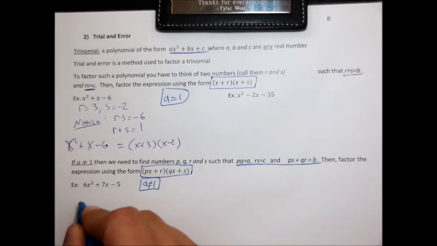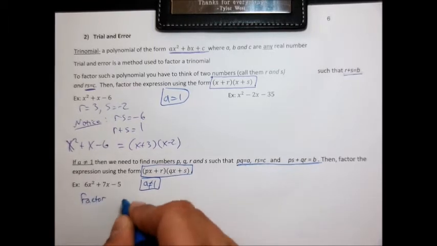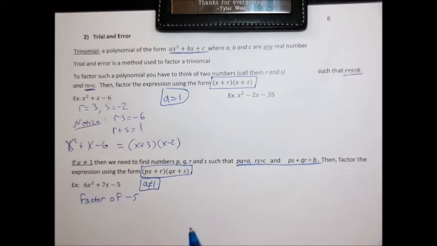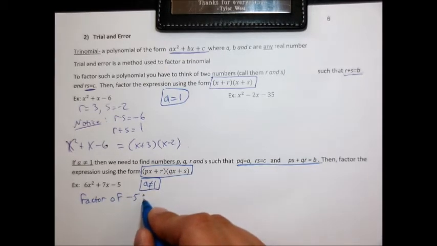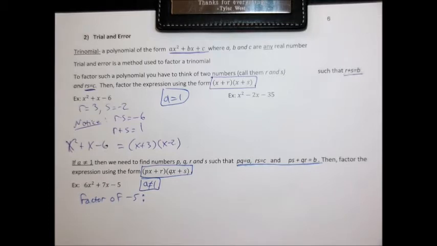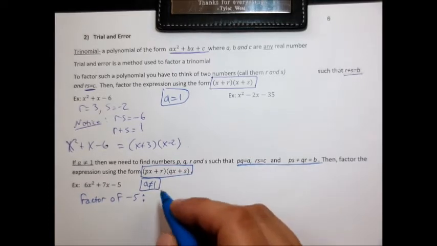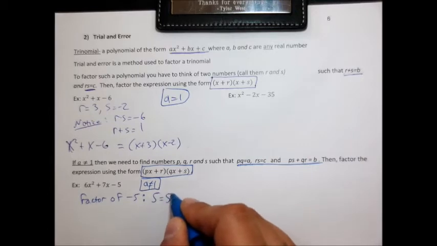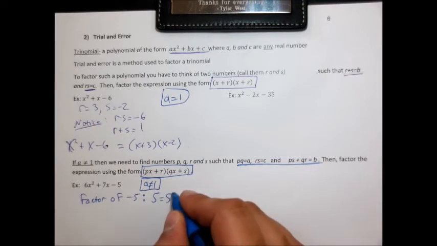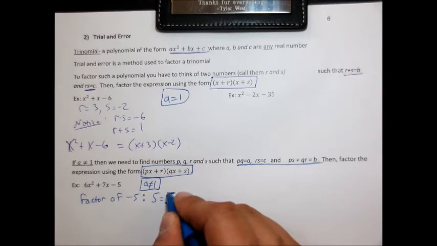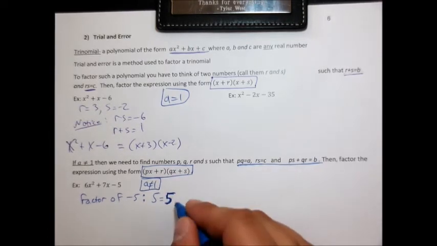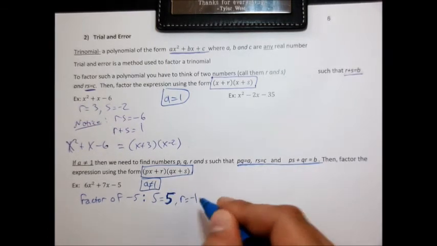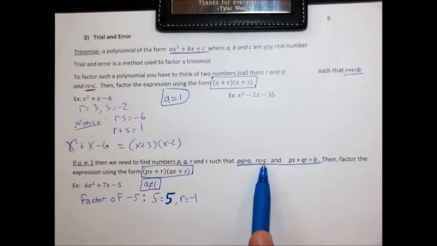So I might think, okay, let me think of factors of -5. There are only 2 factors of -5, 5 and 1, and one of them has to be negative. So maybe I'll let my S be 5, and maybe I'll let my R be -1. Those are my factors of the last term.